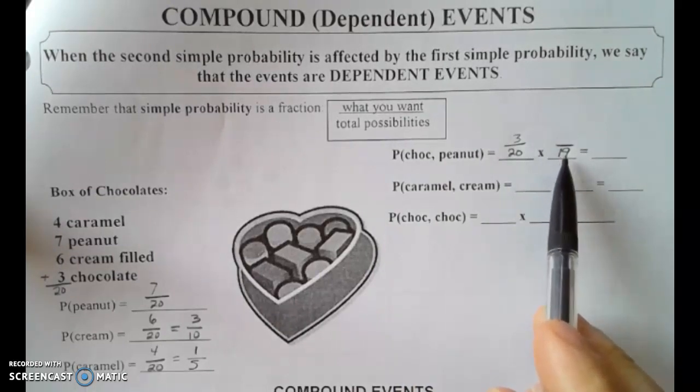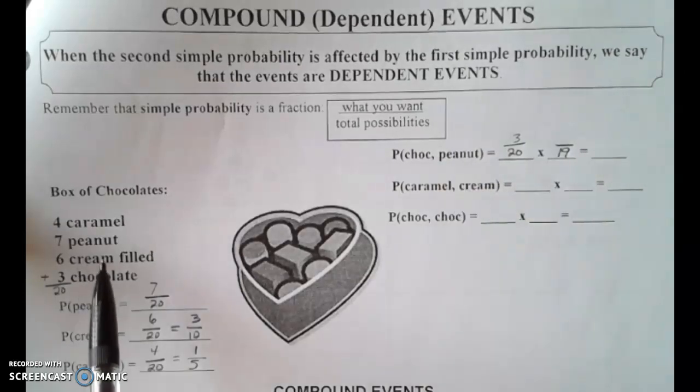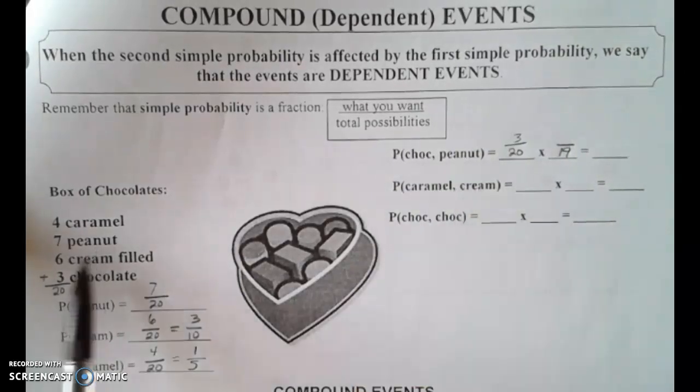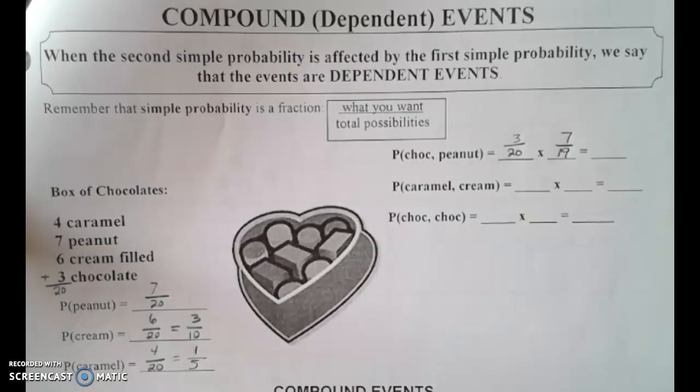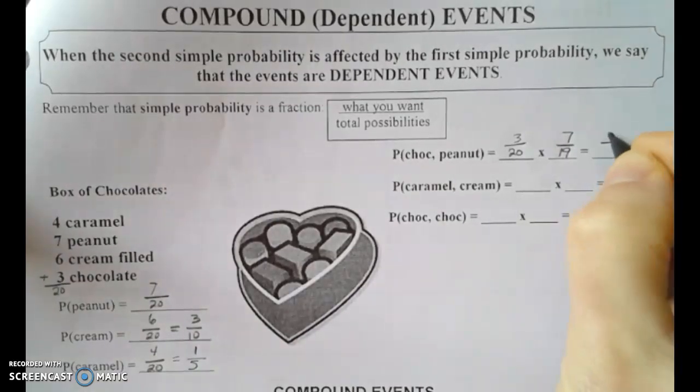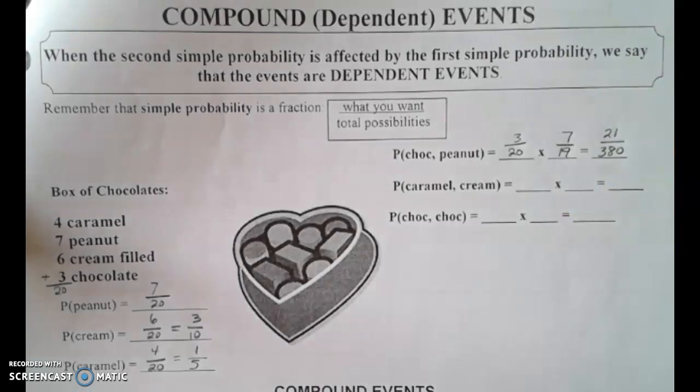There's no longer 20 candies in the box. There's only 19 candies. So now to get the probability of a peanut candy, the first one we took was chocolate, so looking at peanut, there's 7 of those out of a total 19, so that's a 7 out of 19 probability. We multiply these together, and that's going to give us a total compound probability of 21 over 380, and that does not simplify.